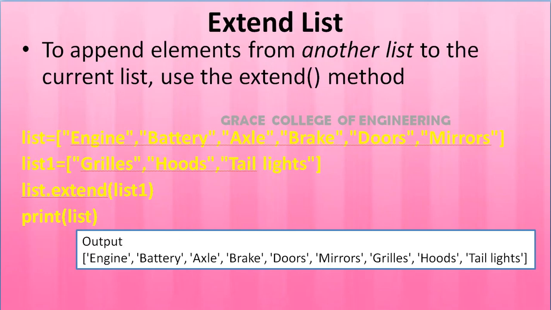And extend list. To extend two or three lists, you can use this extend method. The first list is created with some elements, and the second list with another variable name, list 1, is also created. The next is list.extend of list 1.